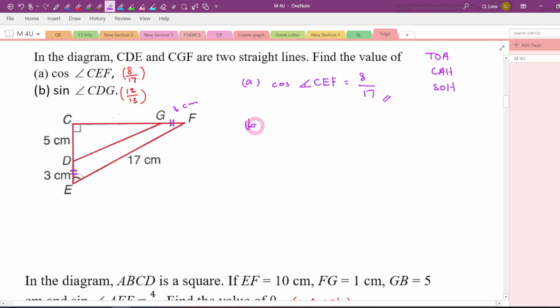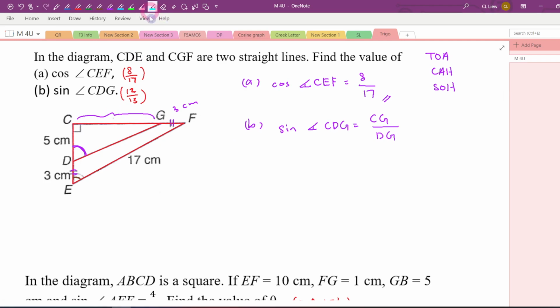How about B? We want to find sine CDG. CDG is over here. This is CDG. So sine angle CDG, SOH. Opposite. Angle is over here, then opposite side will be here. SOH. DG. Okay, now we have a problem. We don't know CG and we don't have DG as well. But it's okay. Can we get CG?